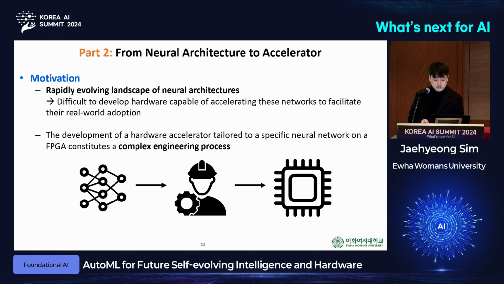So we try to develop a hardware accelerator tailored to a specific neural network on an FPGA. With this FPGA, we can build any kind of hardware architecture. We can switch the circuit to tailor it to a specific neural network. This kind of process is done by highly expert engineers and requires a complex engineering process.